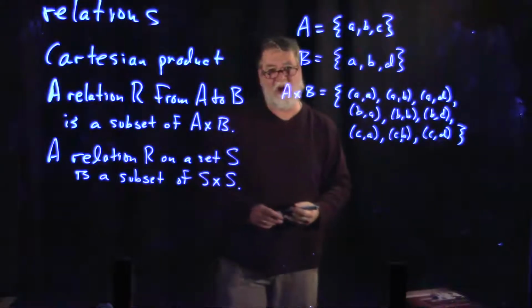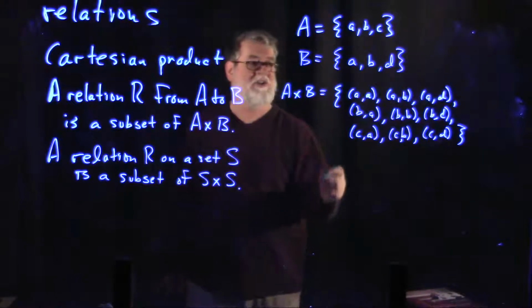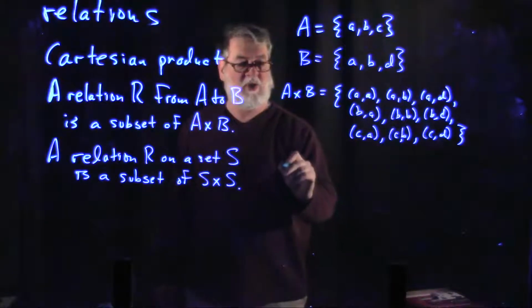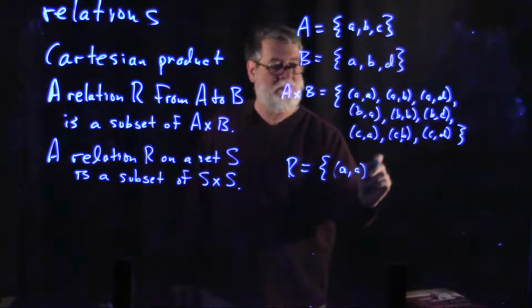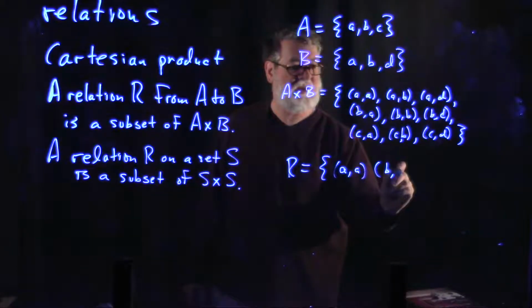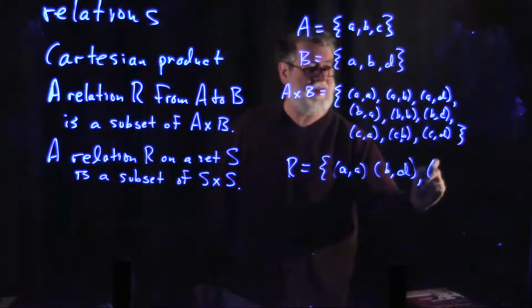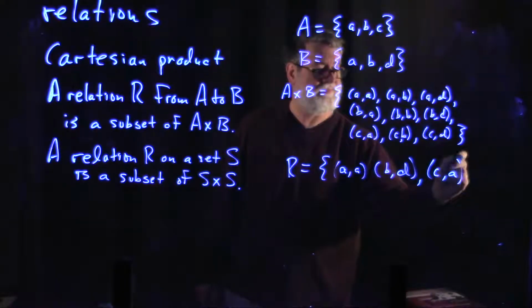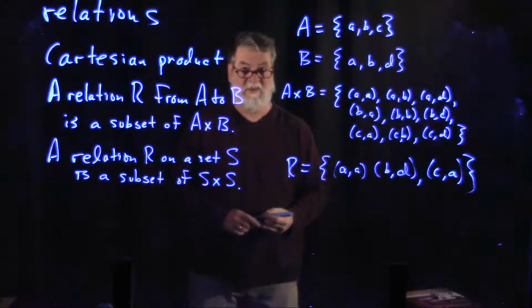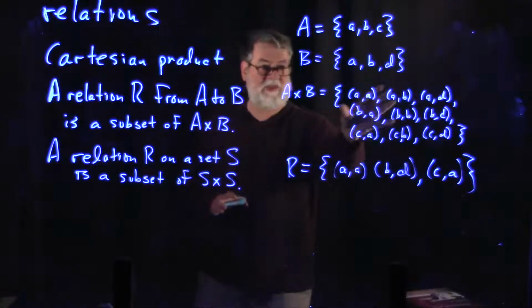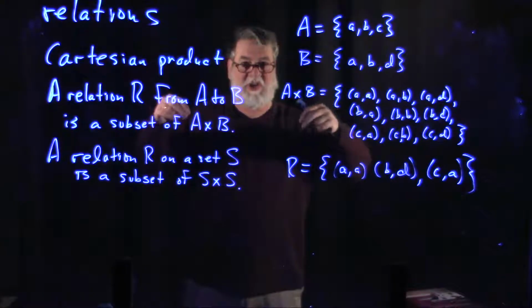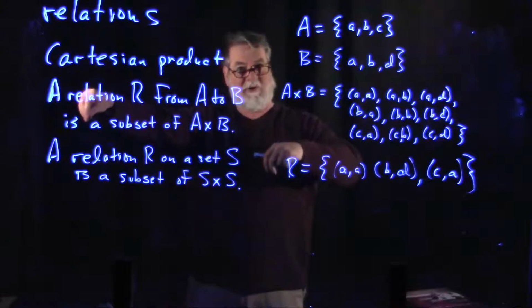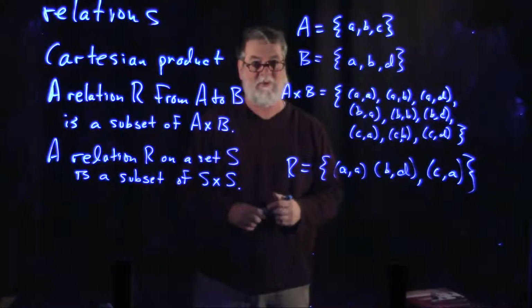When we say that R is a relation, we mean R is some subset of these things. So R, for example, might be the following subset: AA, BD, and CA. Any subset of these things. So in other words, a relation is just any combination of pairs where the first part of the pair comes from A and the second part of the pair comes from B.